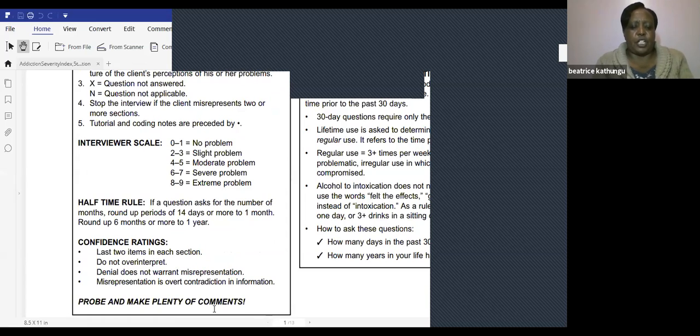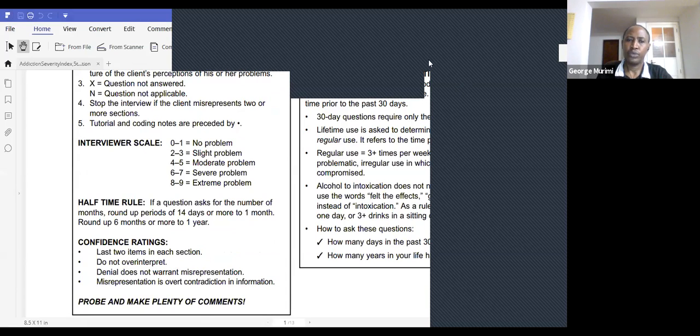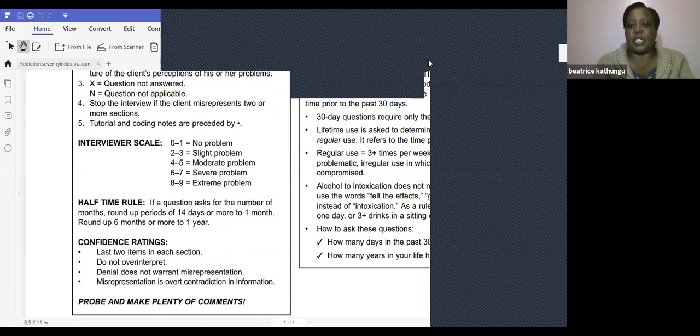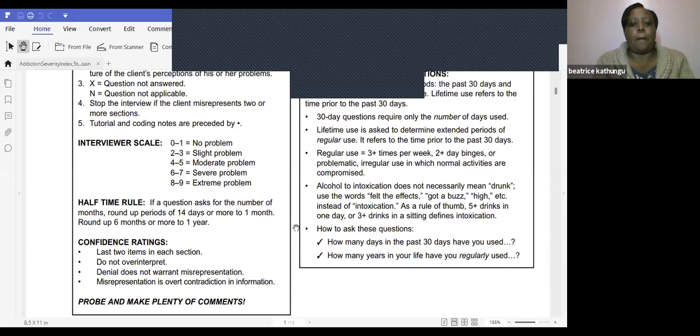I think that we've already been told, and you're being told to be careful not to overinterpret the client's ratings. Now, if the client denies information, don't assume they are lying or misrepresenting. And we have been told that for you to say they are misrepresenting, you should be able to have overt or explicit contradictions in the information that they give. And a final advice, please make plenty of comments. So you are free to keep adding comments.